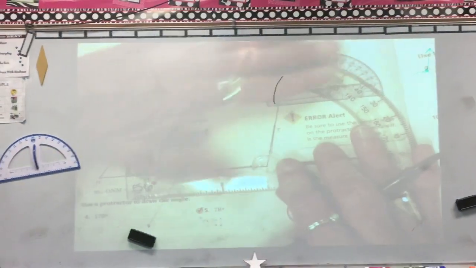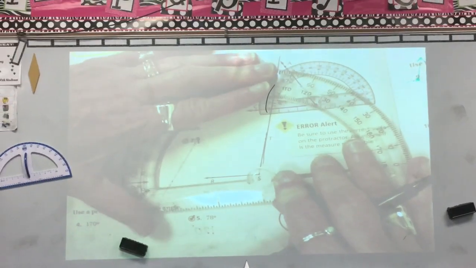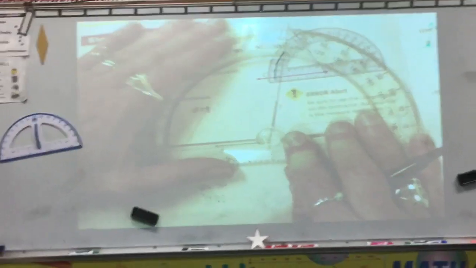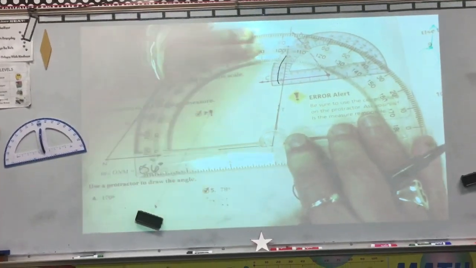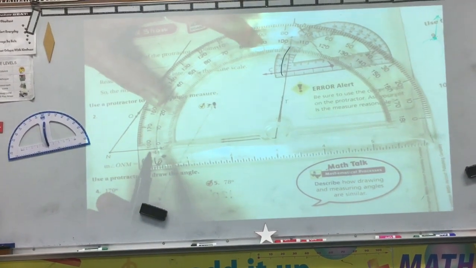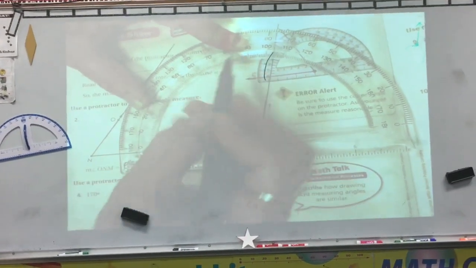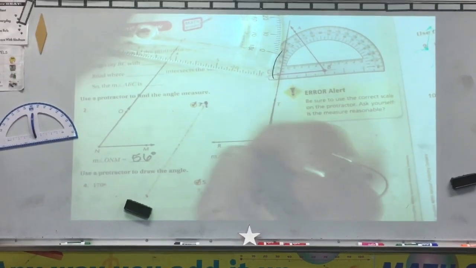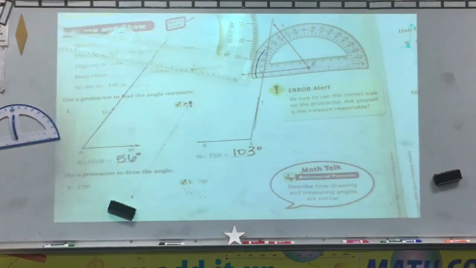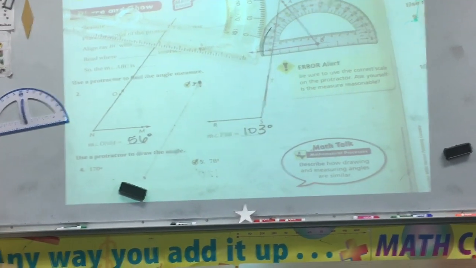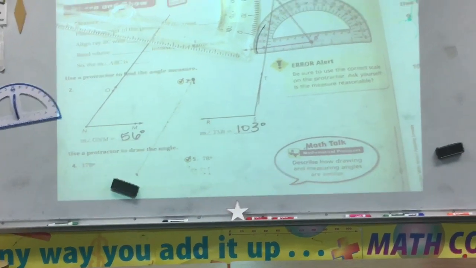Let's take a look at number 3. Your S is the vertex. Try to align your guideline. This one's opening up to where the 0 on my protractor's on the bottom, so I'm going to go around and read. It stops at about 103 degrees. Now, if you got 101 degrees or 102, 104, any of that is okay as long as you're close.